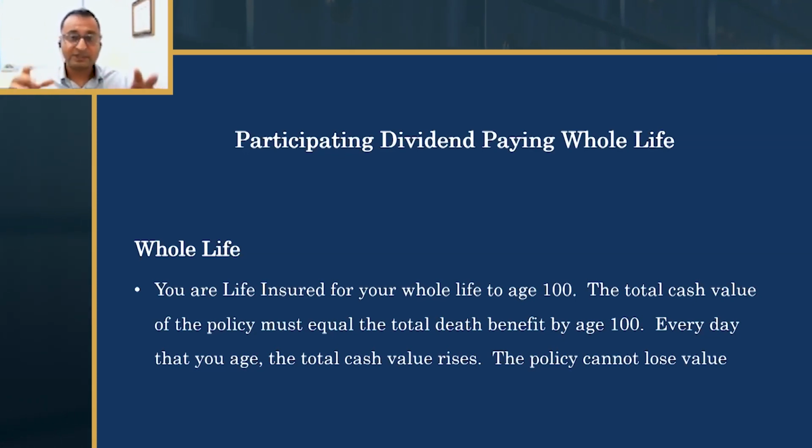What happens in the policy is a contractual guarantee, and the growth of the policy has nothing to do with what happens outside of the policy. Contractual guarantee is by age 100, cash values and death benefit must match. Cash values can never be less than what it is today. It can only go up.